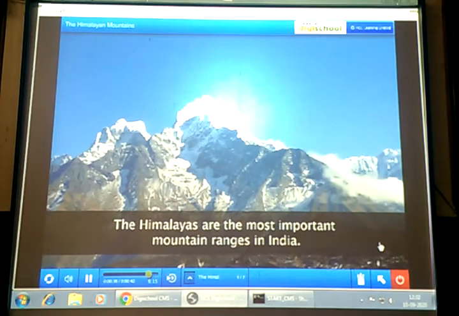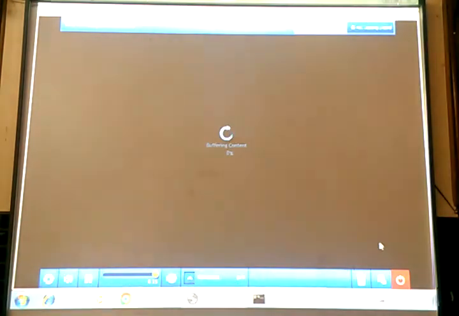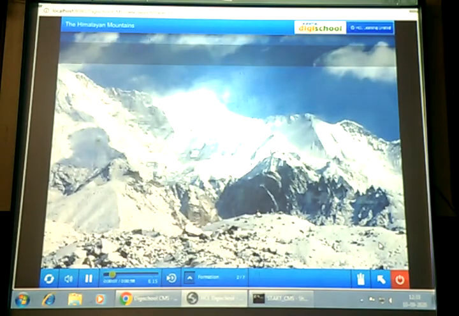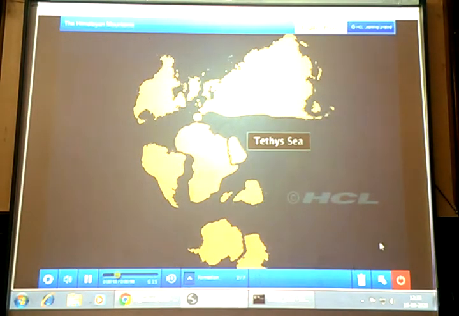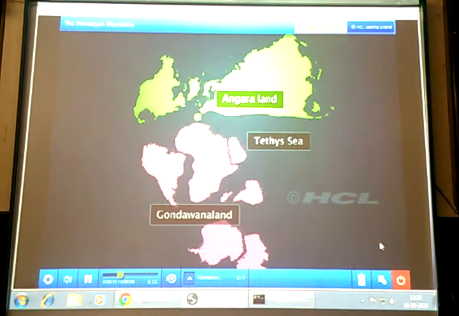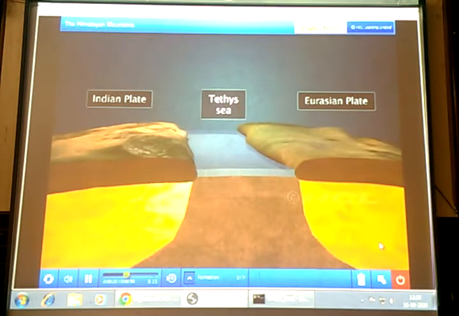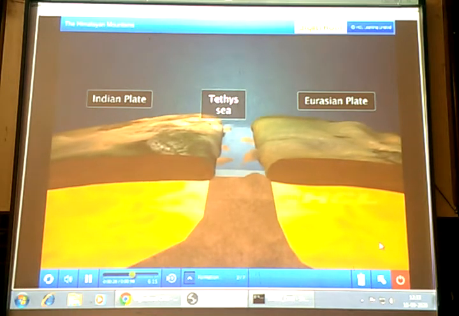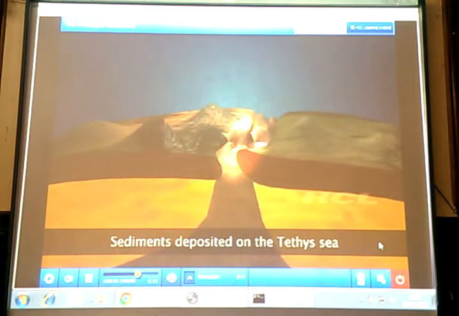The Himalayas are the most important mountain ranges in India. Do you know how the Himalayas were formed? About 200 million years ago, the Tethys Sea lay between Angara land and Gondwana land. About 70 million years ago, the Indian plate collided with the Eurasian plate. The sediments deposited on the Tethys Sea got crushed and folded to form the Himalayan Mountains.